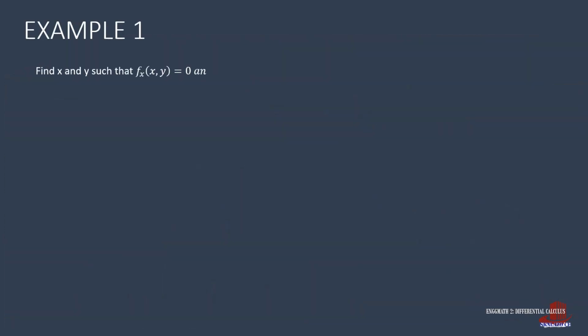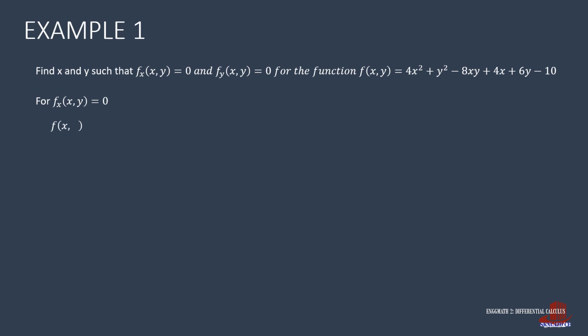One problem is looking for the variables knowing that the function's derivative with respect to x is 0, also with respect to y. The function is 4x squared plus y squared minus 8xy plus 4x plus 6y minus 10. Having the derivatives equated to 0, let's start the first partial derivative of the function with respect to x.